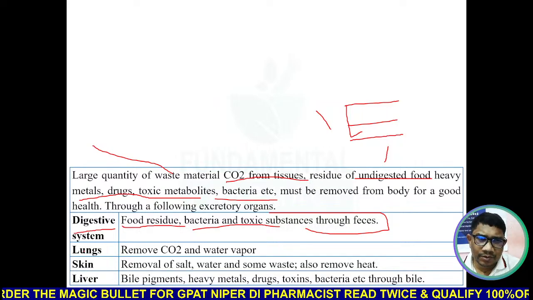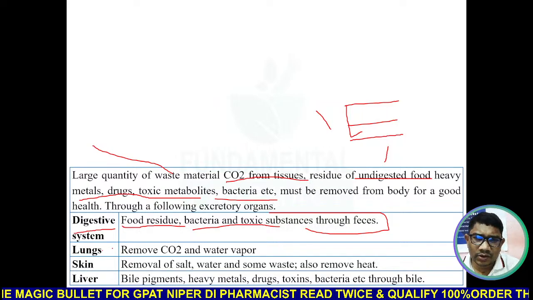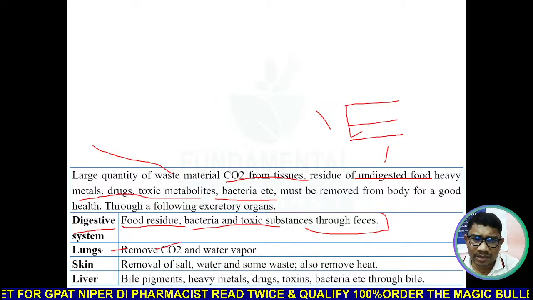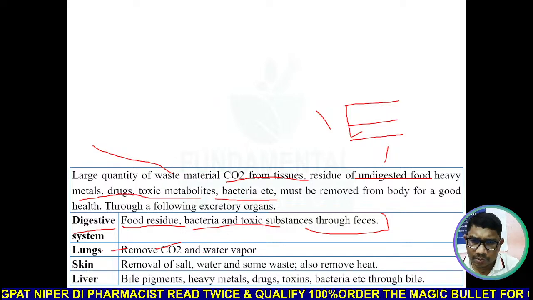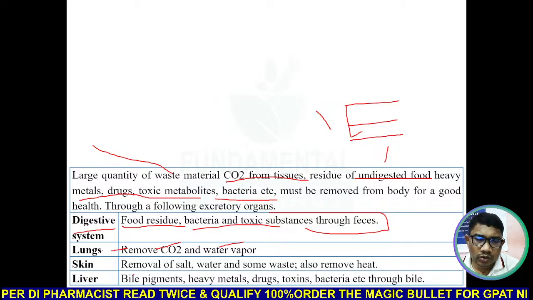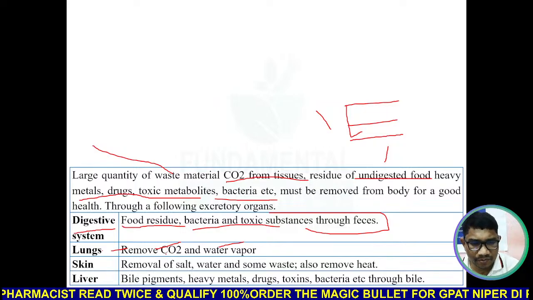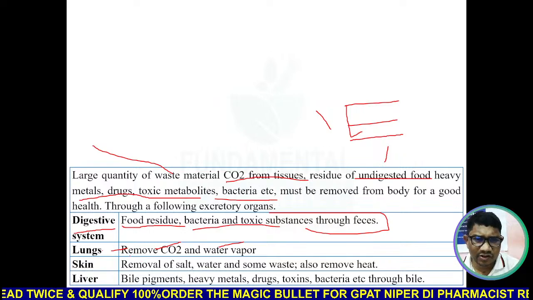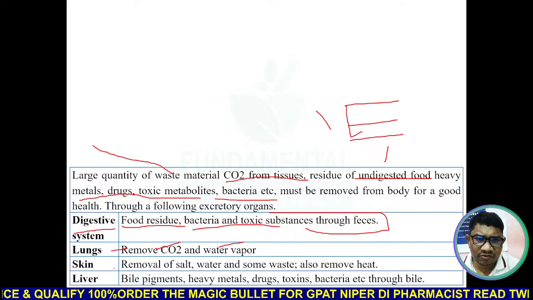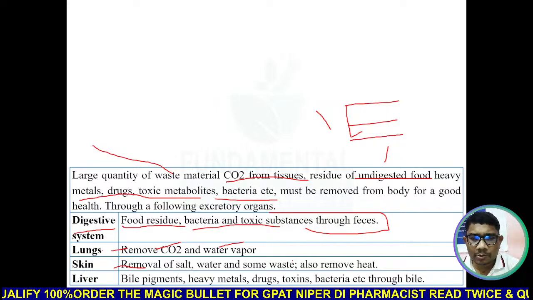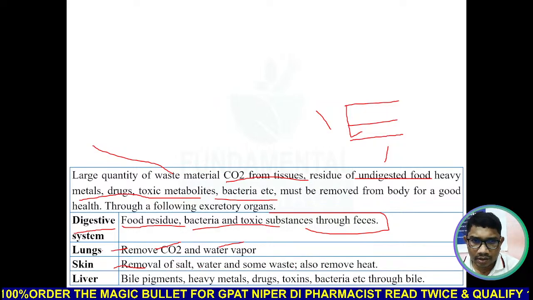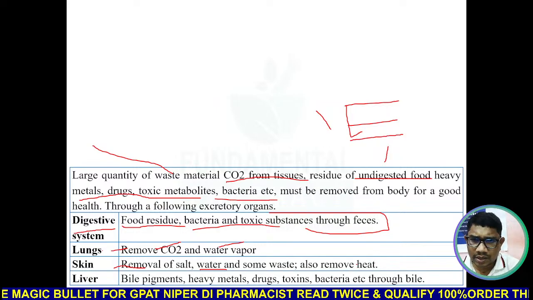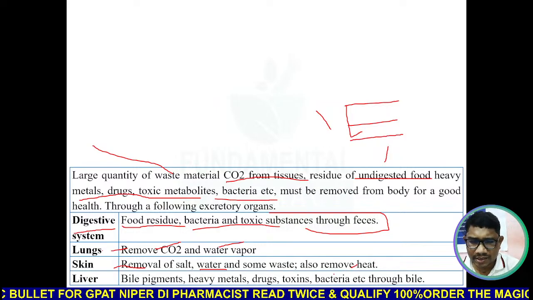Then some unnecessary or excretory gases are removed from the lungs. So removal of carbon dioxide particularly from lungs, and also some part of water vapors. So lungs also have excretory function. Skin is also having excretory function. For example, removal of salt in the form of sweat, removal of salt and water, and it also excretes the heat.